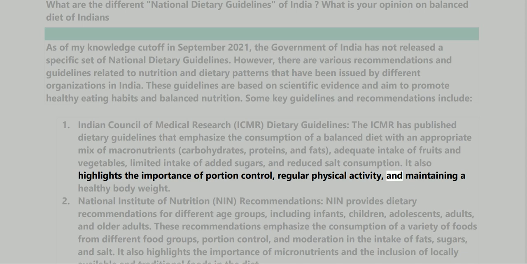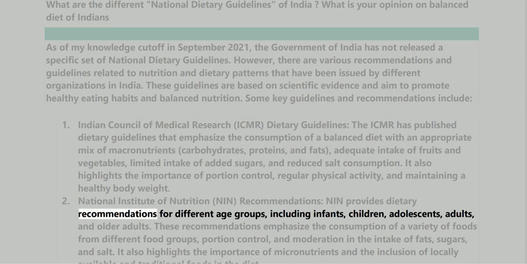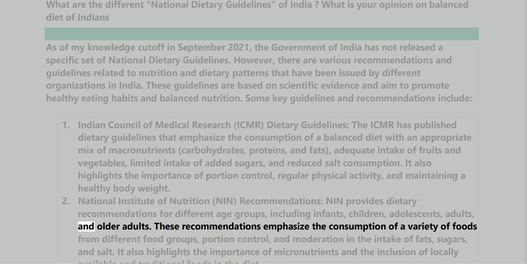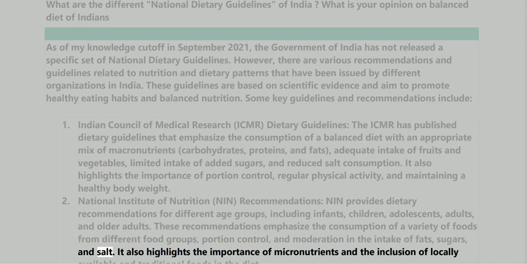2. National Institute of Nutrition, NIN, Recommendations. NIN provides dietary recommendations for different age groups, including infants, children, adolescents, adults, and older adults. These recommendations emphasize the consumption of a variety of foods from different food groups, portion control, and moderation in the intake of fats, sugars, and salt. It also highlights the importance of micronutrients and the inclusion of locally available and traditional foods in the diet.